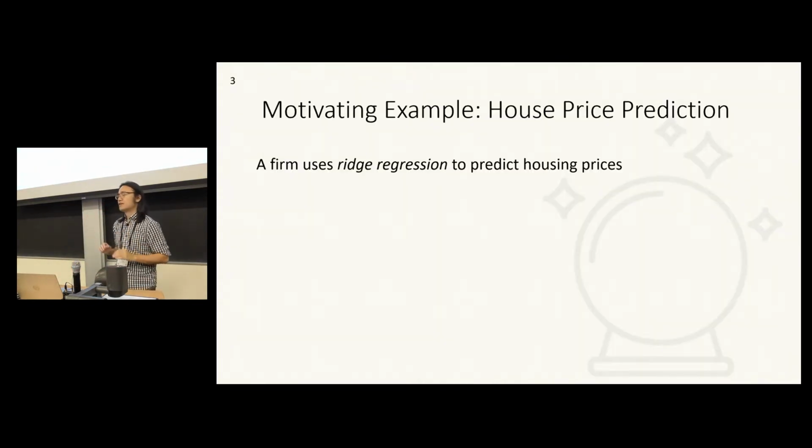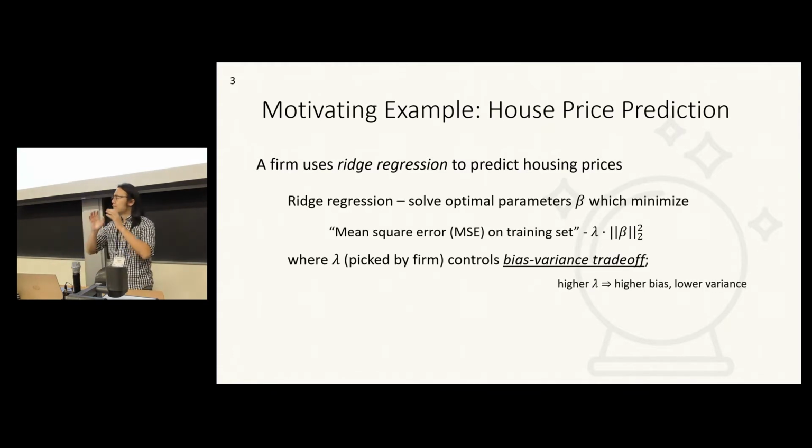Let's start with the following toy example, which I hope will motivate our paper. This is just a toy example, so please forgive me for describing it at a high level. Suppose we have a firm which wants to use ridge regression to predict housing prices. Specifically, we are given a feature vector of the house, and we want to run the ridge regression to predict the price of this house.